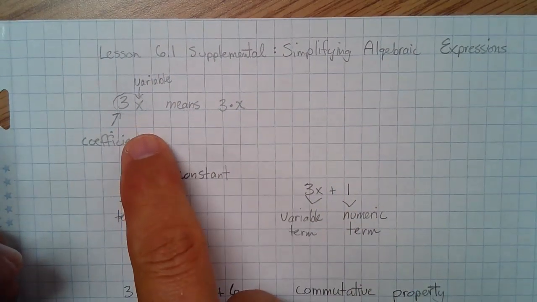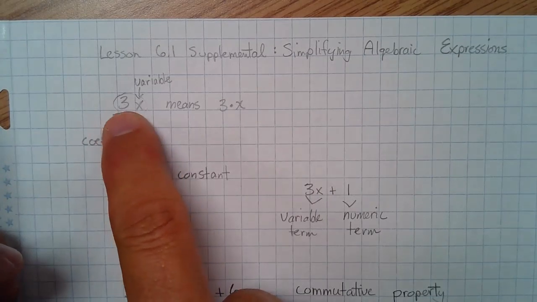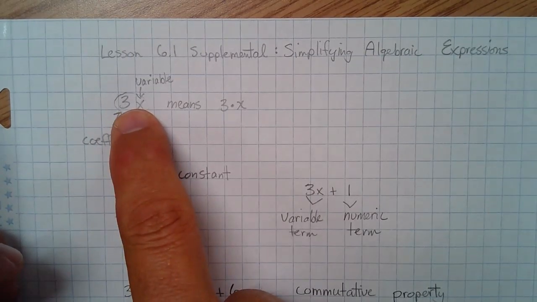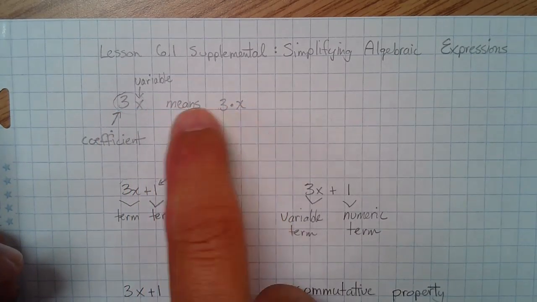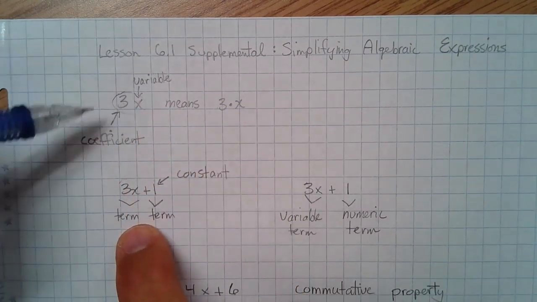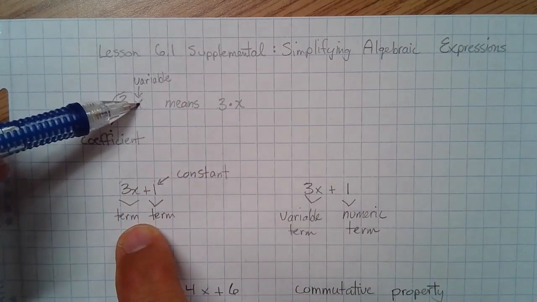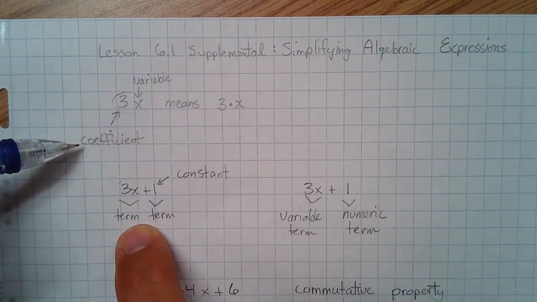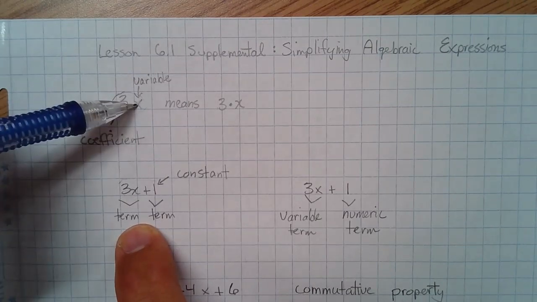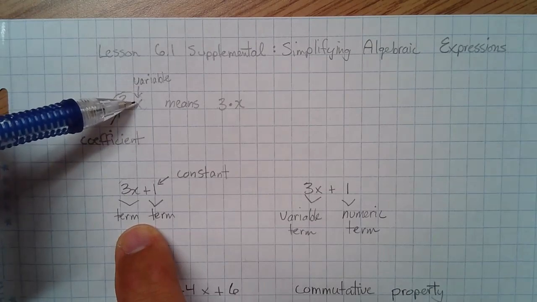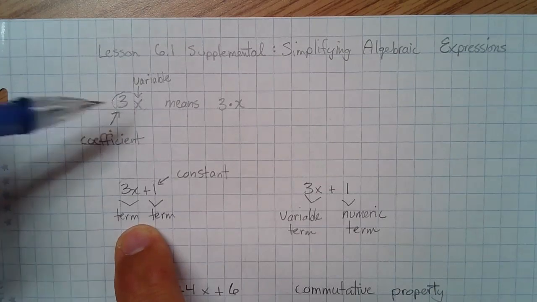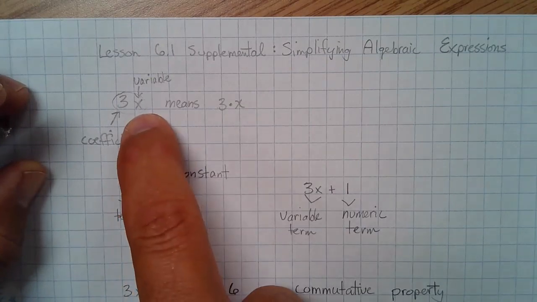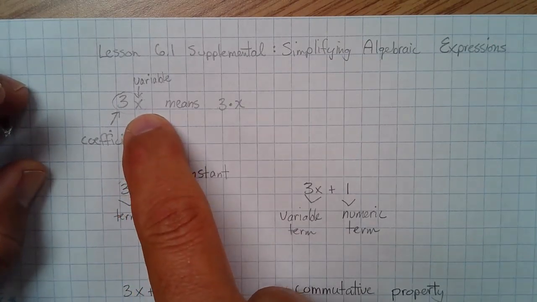Now, an expression is something like this, 3x. That 3x means 3 times x. That operation is multiplication. And the 3, the number being multiplied by x, we call the coefficient. And the x is called the variable. That represents a number that we might not know yet, and that number could change. It could change or it could vary, which is why we call it a variable.